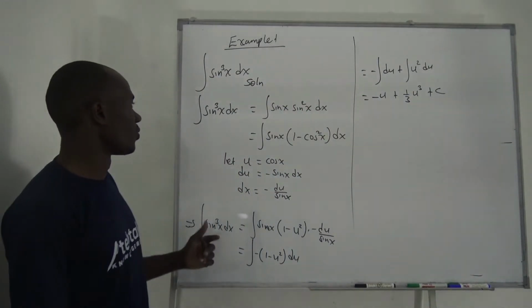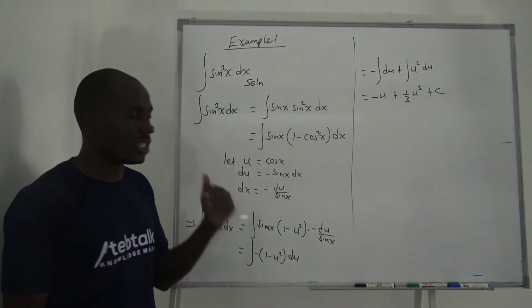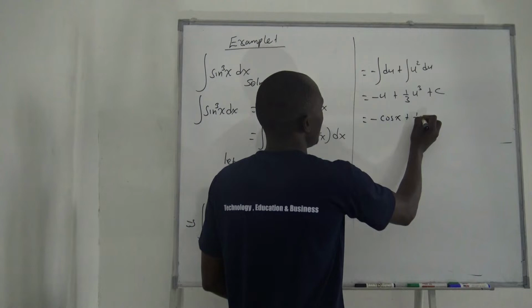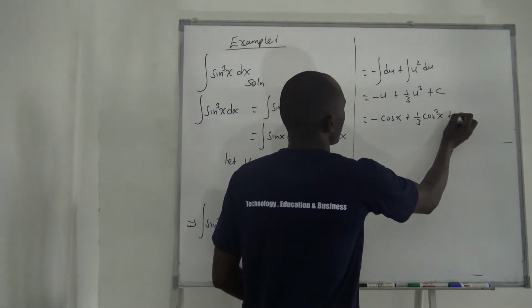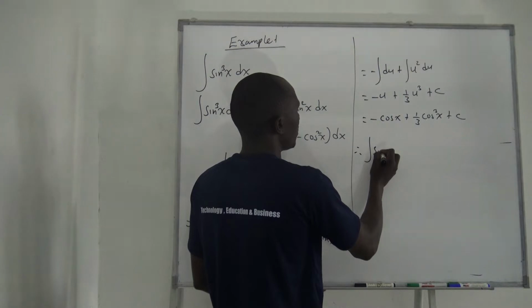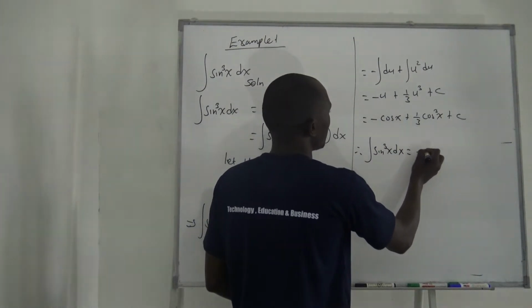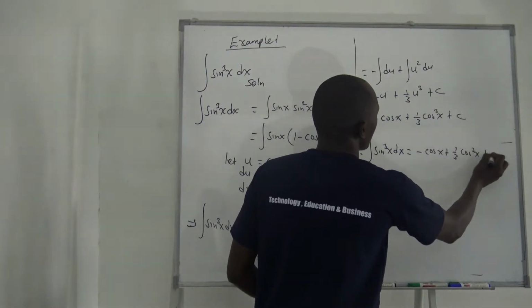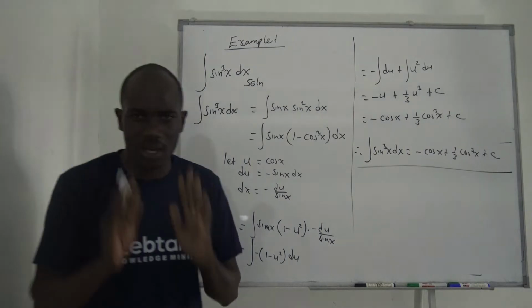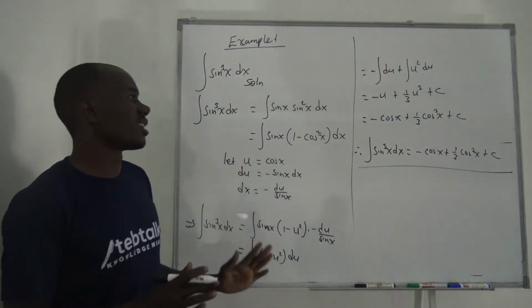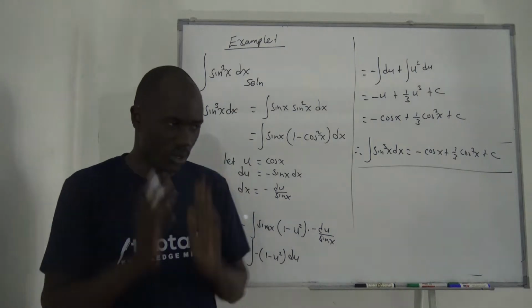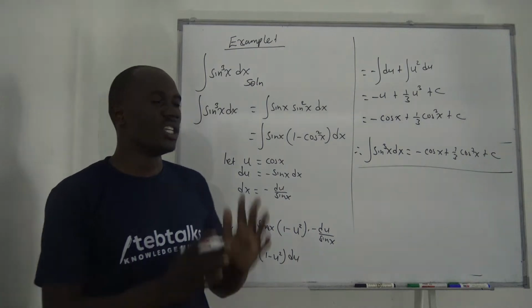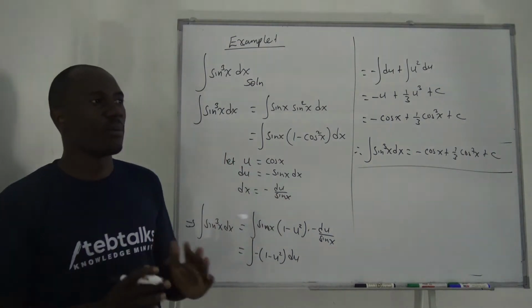Recall, what was our u from the start? Our u was cos x. So this becomes negative cos x plus a third cos cubed x plus c. Therefore, when you integrate sine cubed x dx, you get negative cos x plus a third cos cubed x plus a constant of integration. That becomes our exact answer. That's the first example dealing with odd powers.